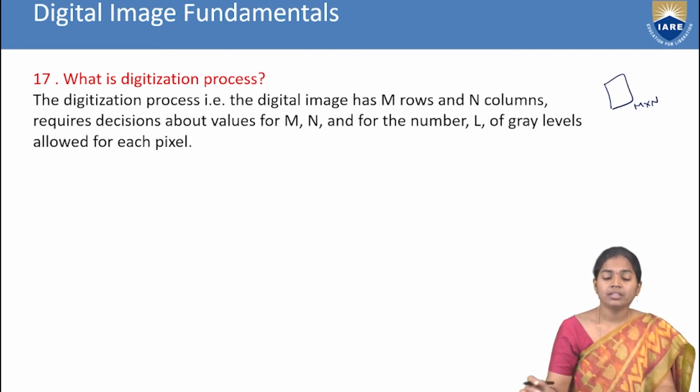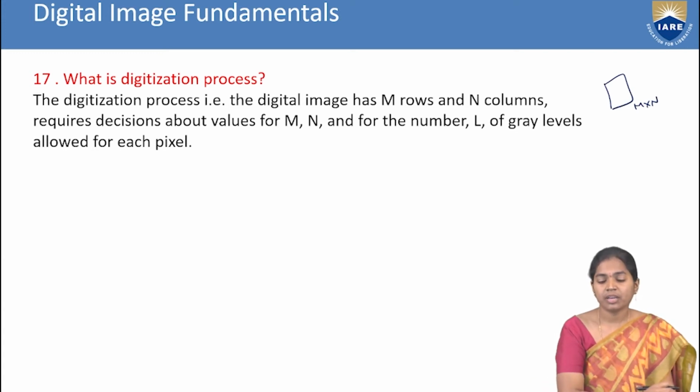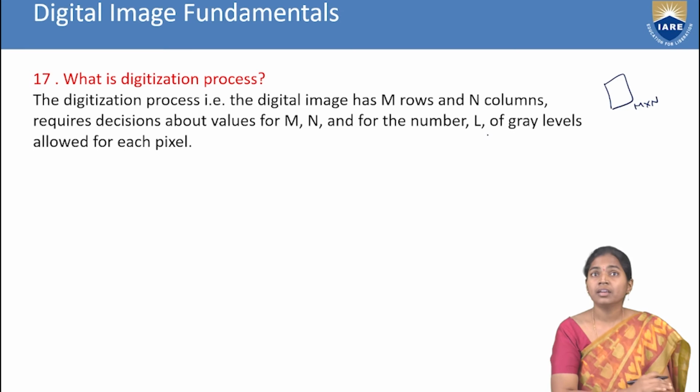So in the digitization process, the digital image has m rows and n columns, and requires decisions about the values for m and n, and for L, the number of gray levels allowed for each pixel.